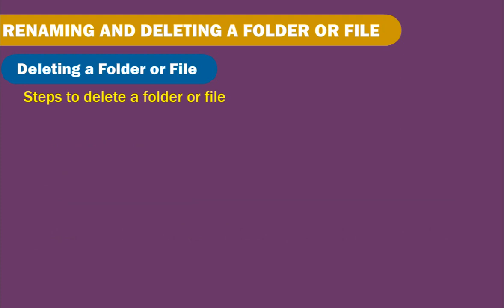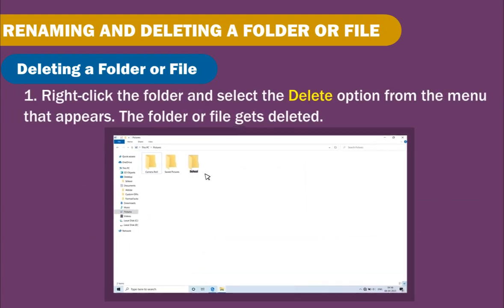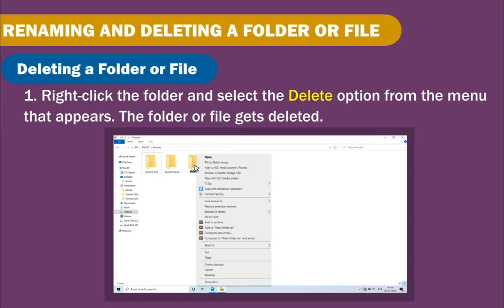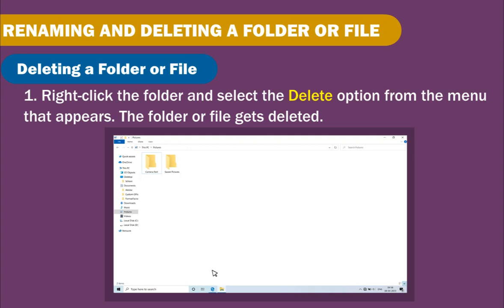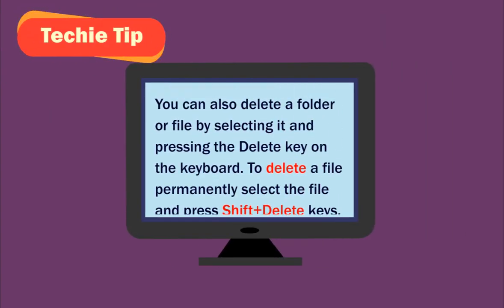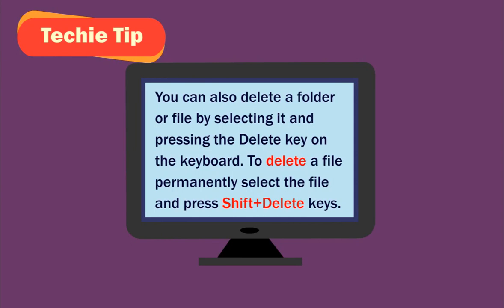Steps to delete a folder or file. 1. Right-click the folder and select the Delete option from the menu that appears. The folder or file gets deleted. Techie tip. You can also delete a folder or file by selecting it and pressing the Delete key on the keyboard. To delete a file permanently, select the file and press Shift plus Delete keys.